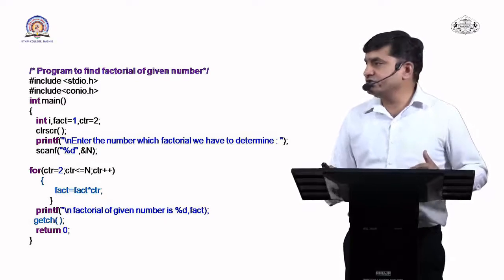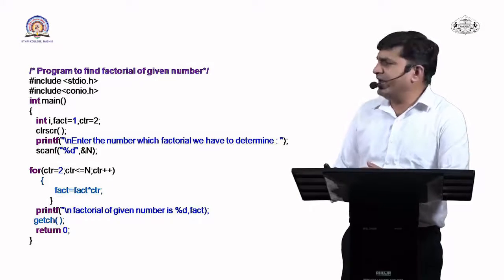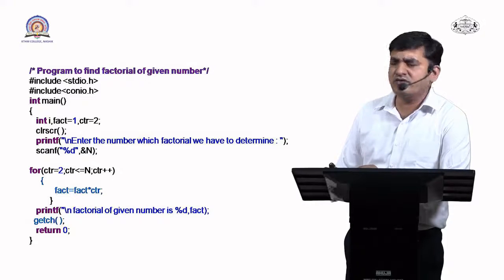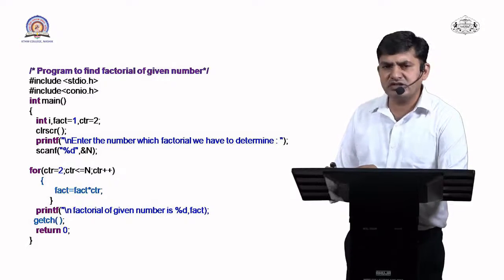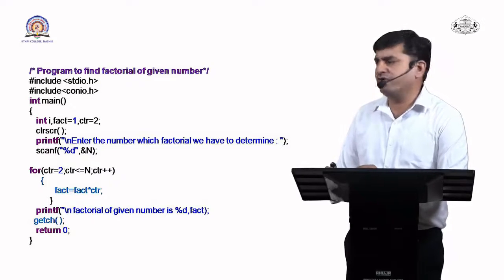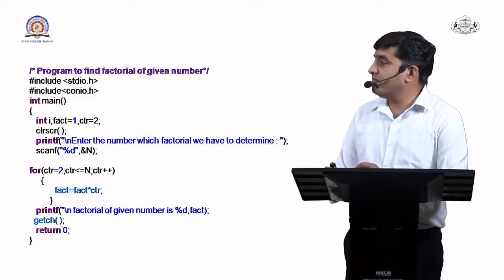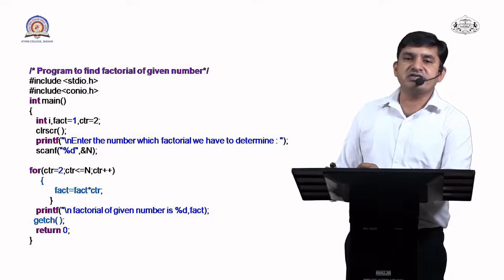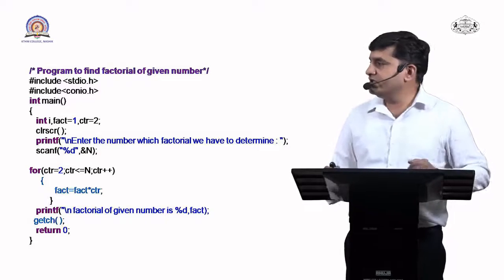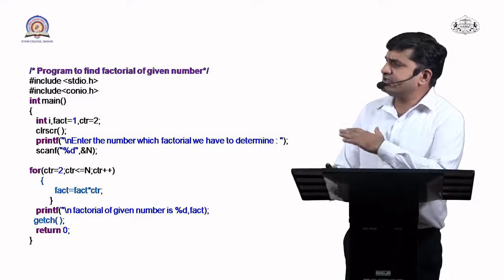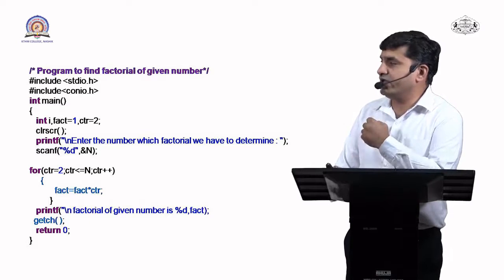Now clear screen is used to clear the previous output. Now printf: we have to enter the number whose factorial we have to determine. This message is displayed on the screen by using this output function. printf is an output function. The message is in double inverted commas, and the printf function is terminated with a semicolon. Now the message is displayed on the screen, and we have to enter the number whose factorial we have to determine.